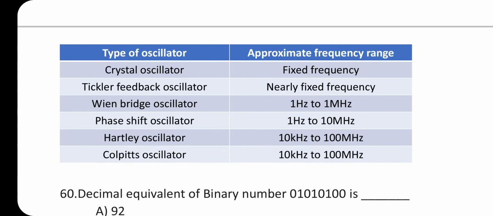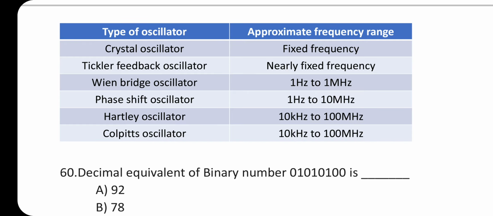Type of oscillator and approximate frequency range: crystal oscillator, fixed frequency. Tickler feedback oscillator, nearly fixed frequency. For Wien bridge oscillator, the approximate frequency range is 1 Hz to 1 MHz. For phase shift oscillator, 1 Hz to 10 MHz. Hartley oscillator, 10 kHz to 100 MHz. For Colpitts oscillator also, the approximate frequency range is 10 kHz to 100 MHz.